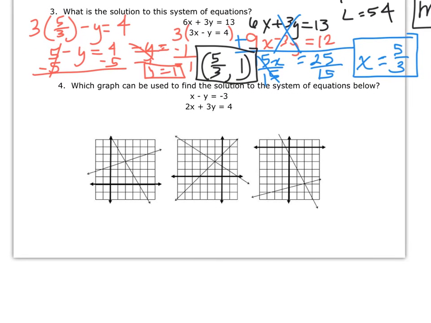Number 4. So number 4 says, which graph can be used to find the solution to the system of equations below? So they're wanting to solve this system by graphing, right? So how am I going to do this? What could I do? What are my options here? I could graph them. How? Oh, I could use the calculator, right? Y'all want to do that? Y'all want to use the calculator? Sure. All right.